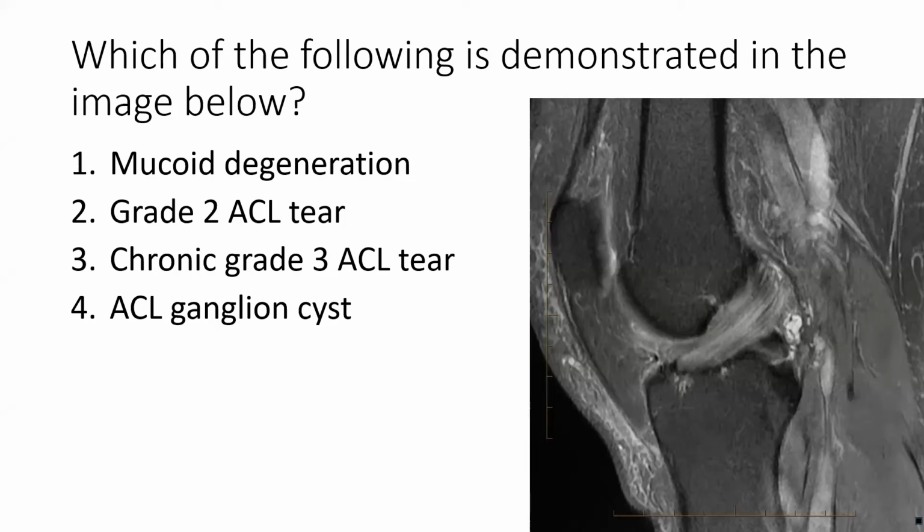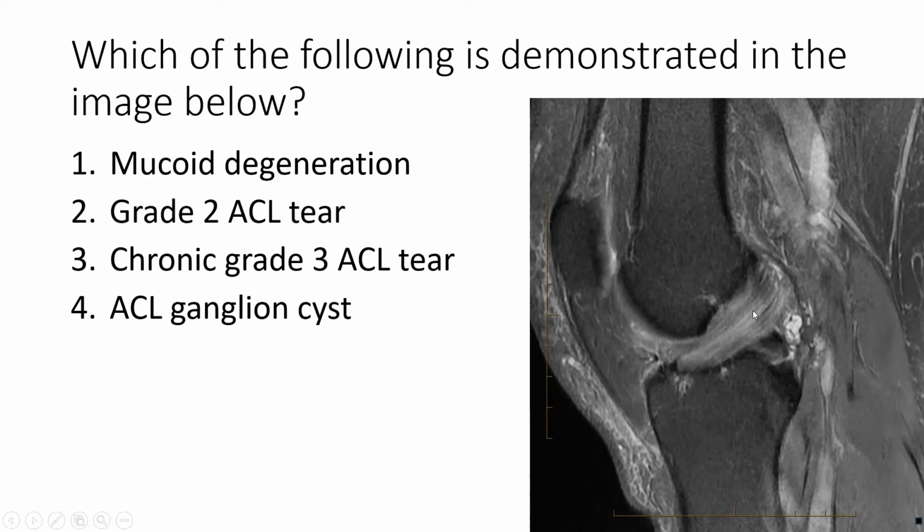Which of the following is demonstrated in the image below? Mucoid degeneration, grade 2 ACL tear, chronic grade 3 ACL tear, or ACL ganglion cyst. So here you see this is a SAS fat-sat image. You see severe mucoid degeneration of the ACL, anterior cruciate ligament. This can be the result of chronic repetitive trauma over a patient's lifetime, or it can even be age-related degeneration, right? In addition, congenital or acquired synovial tissue may be entrapped between the ACL fibers and give this appearance.